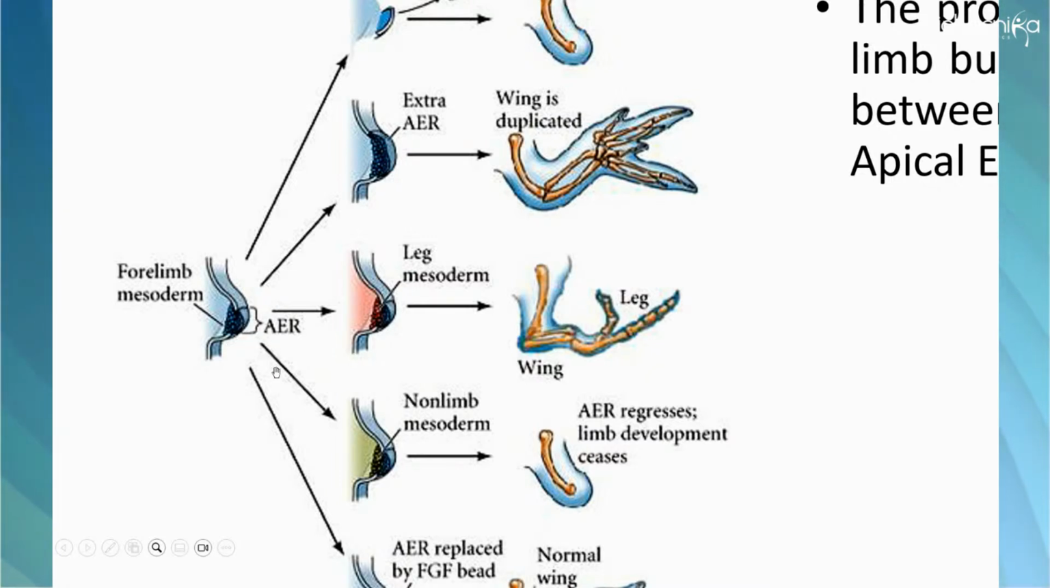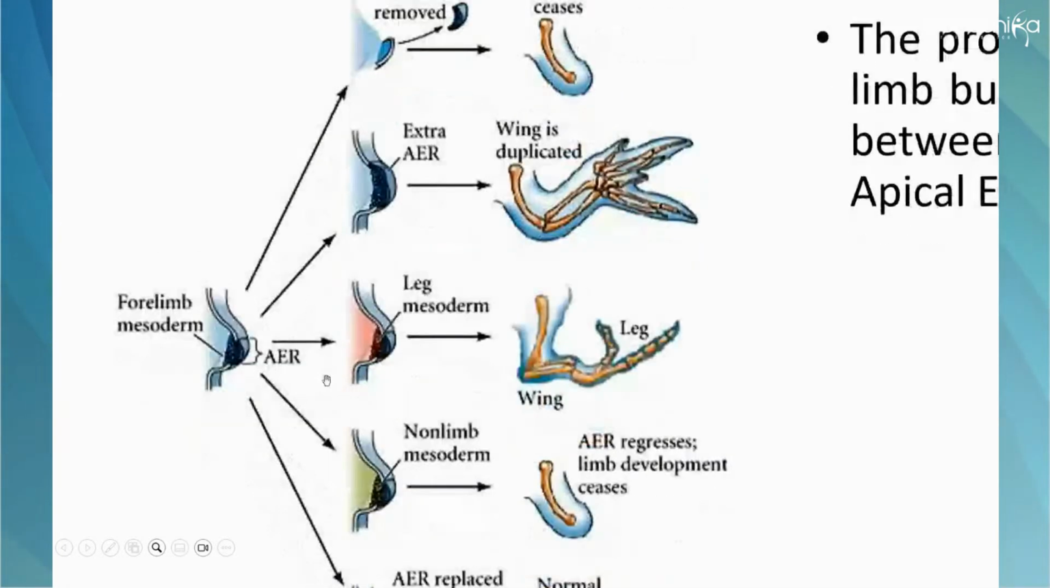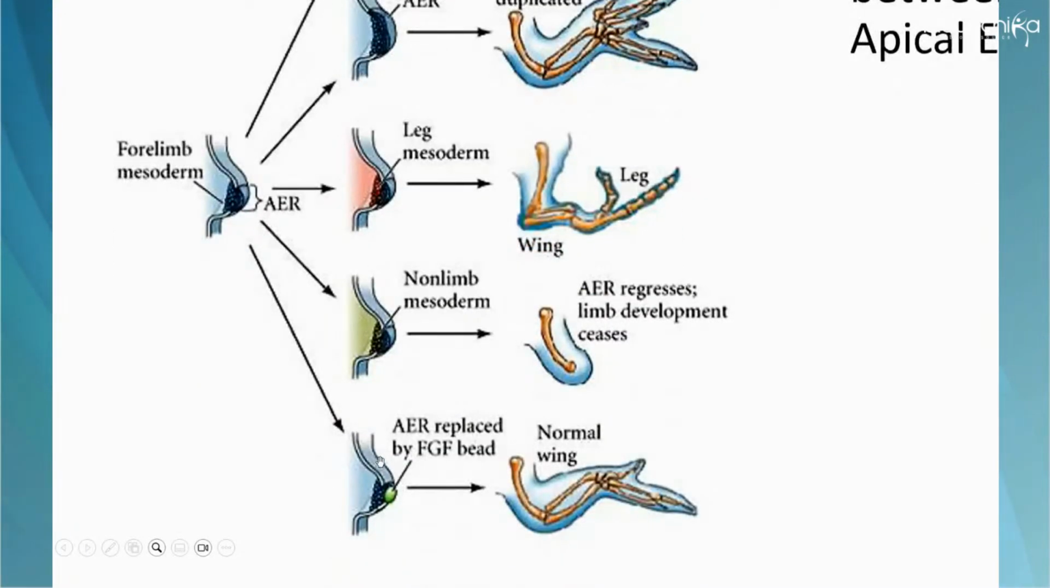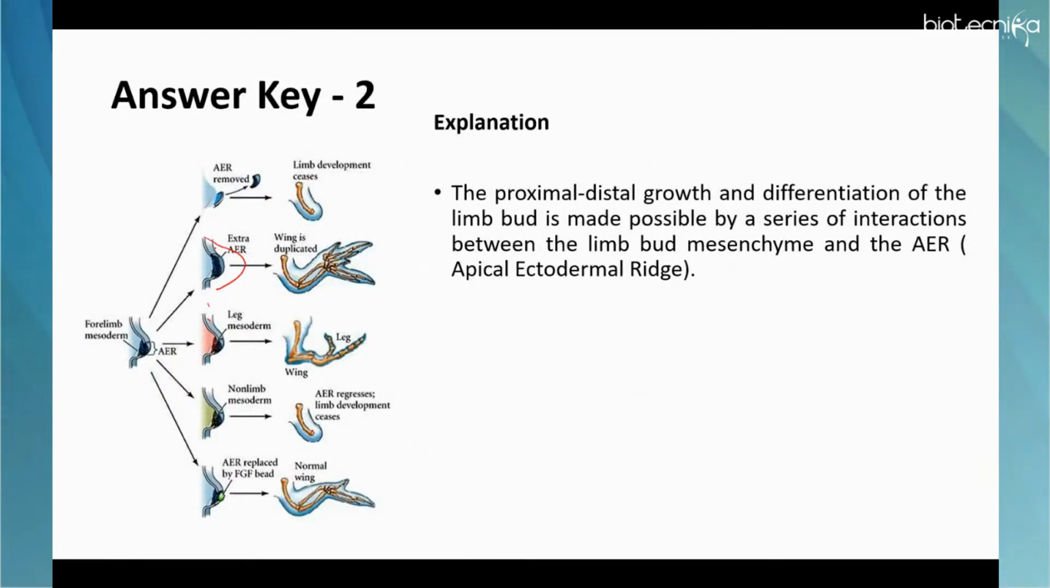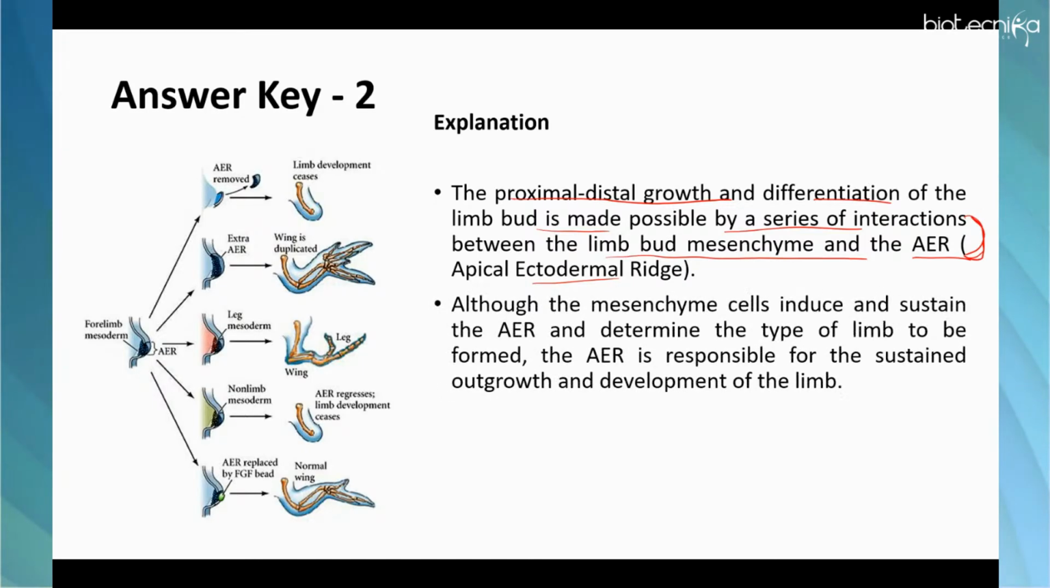Okay, if you see, when the limb grows normally, so we don't have a diagram here. Okay, no worries. So as and when the limb will grow, along with that the AER will also migrate. If the limb grows more, the AER will migrate. So always the AER will be present at the tipmost area because the limb will be moving from proximal to distal growth. The proximal to distal growth and differentiation of the limb bud is made possible by a series of interactions between the limb bud mesenchyme and also the AER. So it's kind of a reciprocal interaction.